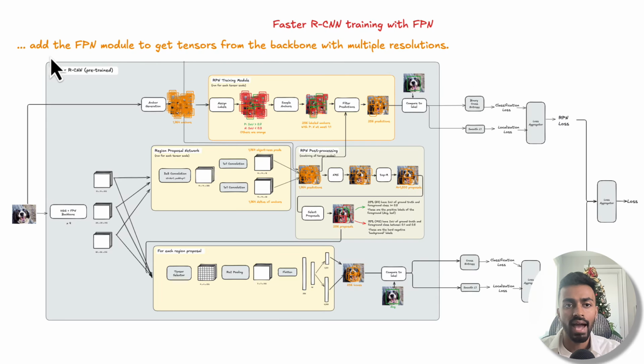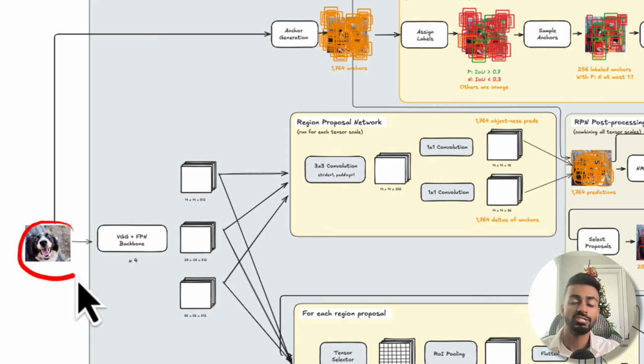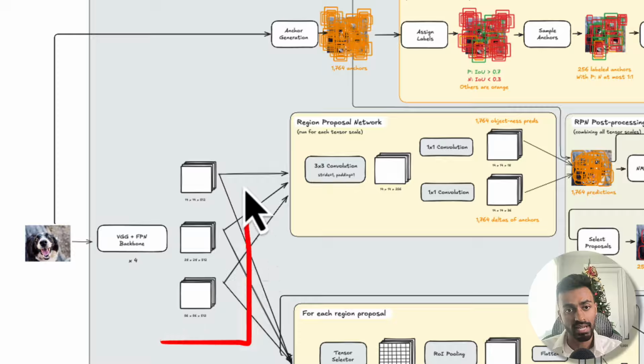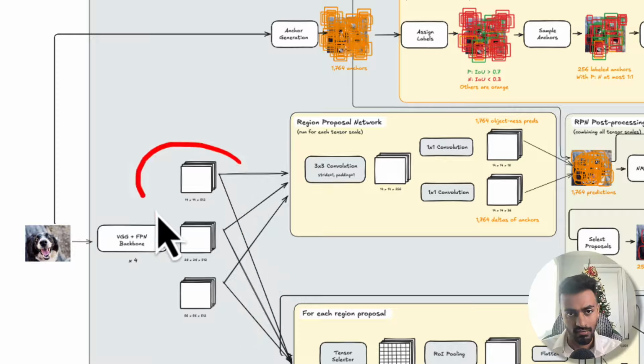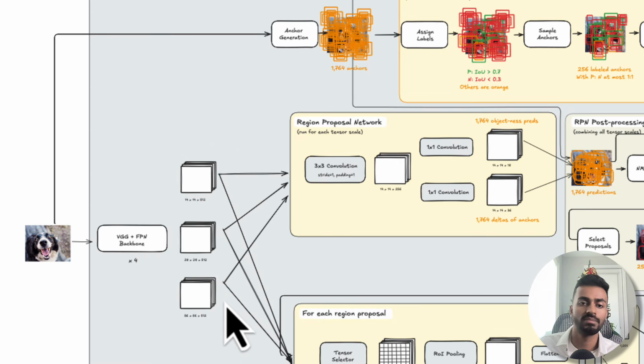Now, if we add the FPN model, we're going to get this modified network instead. So now we have an image. Instead of just generating one tensor, 14 cross 14 cross 512, we can generate multiple tensors, in this case 3 tensors. One of 14 cross 14 cross 512, then 28 cross 28 cross 512, and 56 cross 56 cross 512. One is good for representing coarse features, the other for much finer, smaller features.